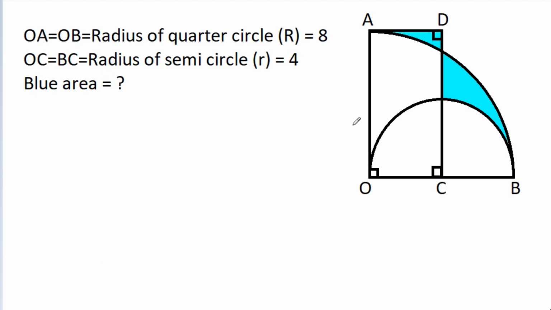In this video, we are given that OA is equal to OB, that is the radius of the quarter circle, and it is 8. And OC is equal to BC, that is the radius of the semicircle, and it is 4. Then we have to find this blue area.